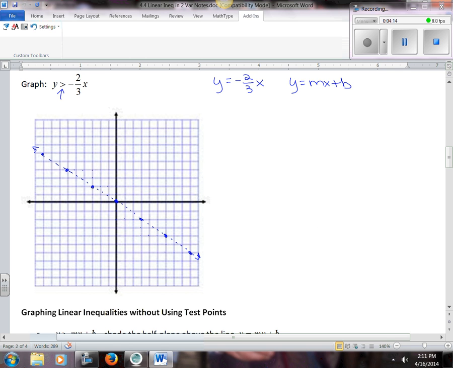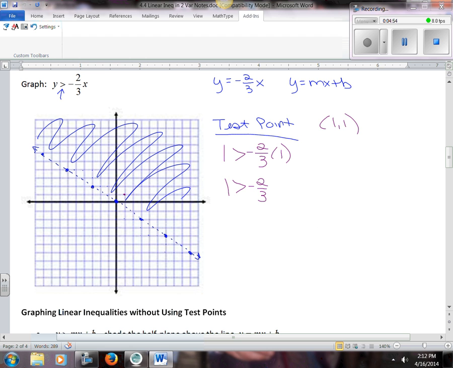Now, the next thing we need to talk about is a test point. Here's the problem. I'd like to use 0, 0, but because 0, 0 is already a point on that line, I can't use it. So let's use something else. How about we test 1, 1? That'd be an easy one to do as well. Again, you use the inequality they give you. Is 1 greater than -2/3? Well, yeah, a positive number is always greater than a negative. So we shade on the side where that test point is, because that was true.